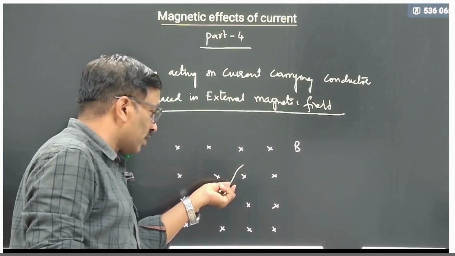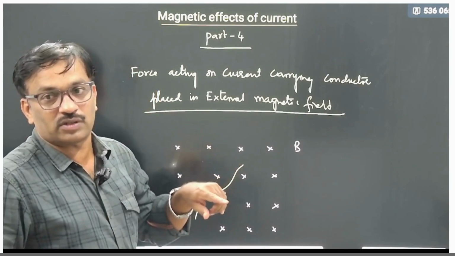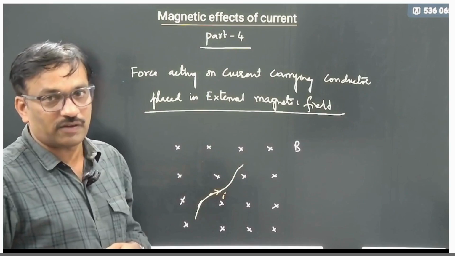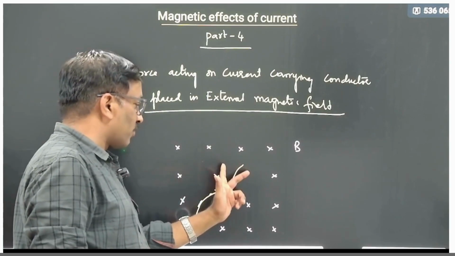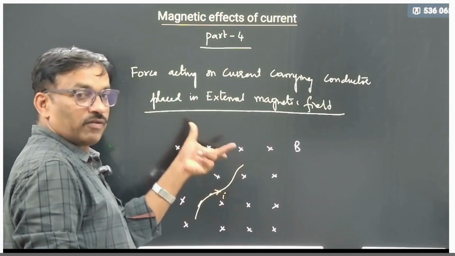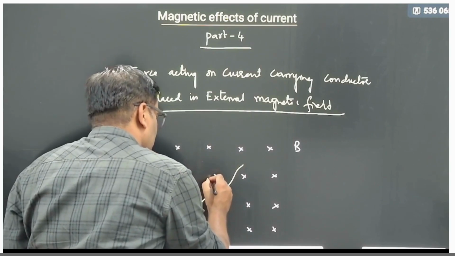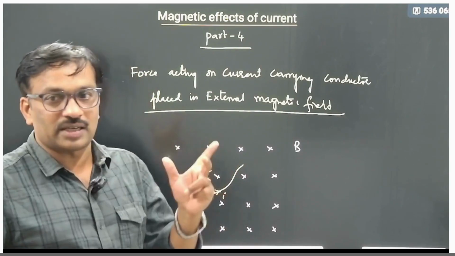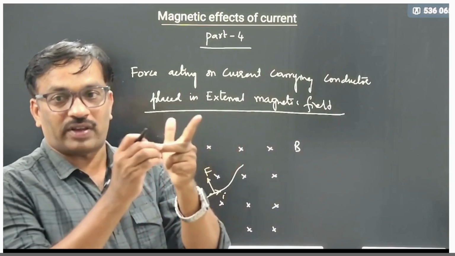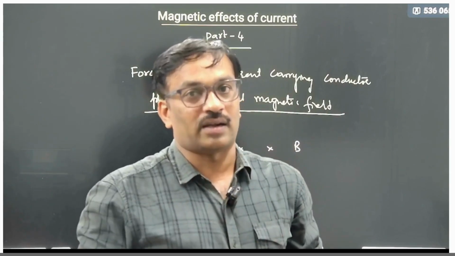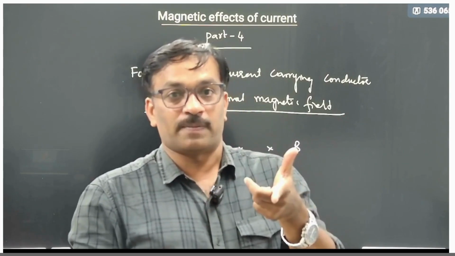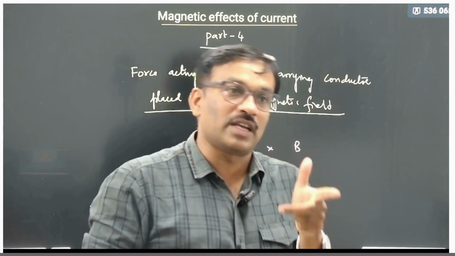The charges are flowing in the wire, so the charges will experience a force. Therefore, the wire carrying current will also experience a force. Suppose this is the direction of the positive charges, this side is the magnetic field, and this side will be the force F. We already studied Fleming's left hand rule. The central finger indicates the direction of the current or positive charges, the first finger indicates the field, and the thumb indicates the direction of motion.